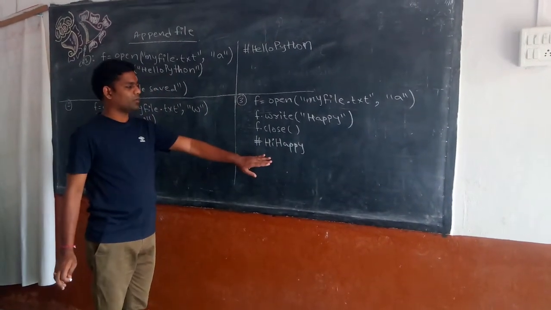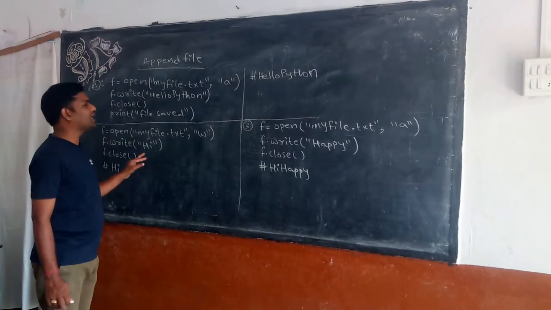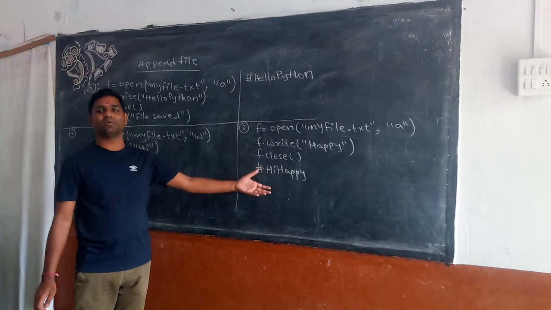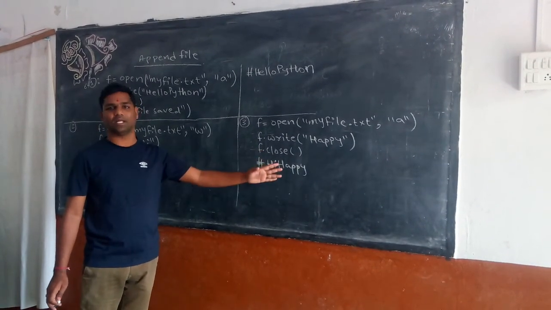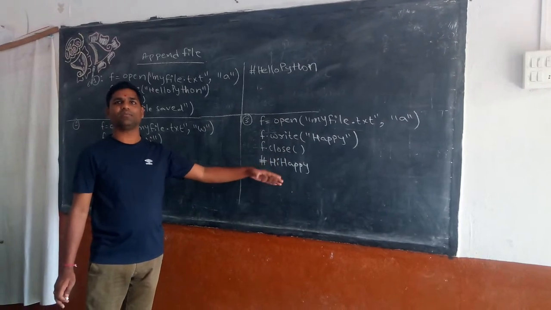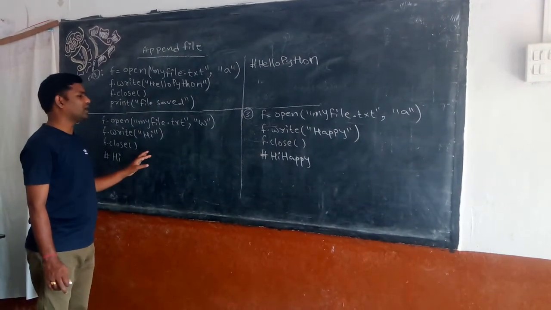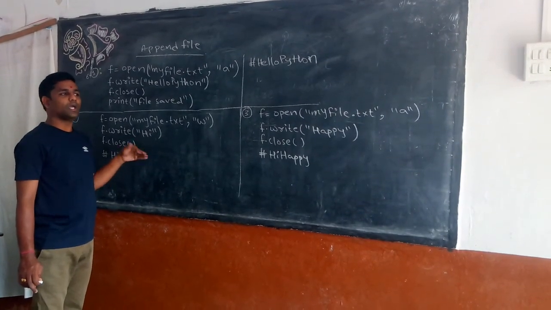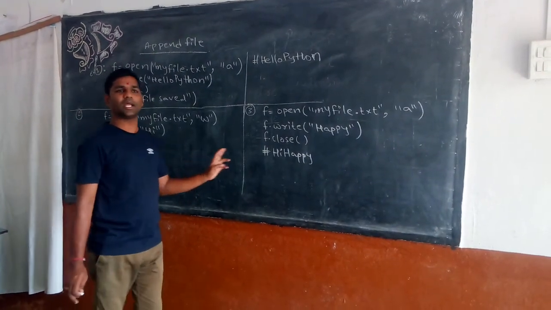So this is what happens with the write mode and append mode. Write mode, what does it do? It will delete the previous content. And append mode, what does it do? It will not delete the previous content. It will write the new content next to the previous content. So that's the advantage of append mode. It will add the content to the existing file, whereas write mode will erase the previous content and add the new content to the existing file after erasing the previous content. That's the difference between write mode and append mode.